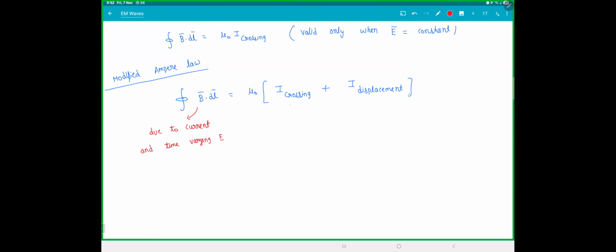So this I crossing is the current crossing, which is there if any current is passing through the loop. And the I displacement, this is also called a pseudo current. It doesn't exist. You cannot measure this with an ammeter or anything. This is just a mathematical correction you created in order to take care of the time varying electric field. Meaning the loop will behave as if there is a current called I displacement flowing in the system, which will give you the answer. So displacement current, you cannot measure. You put an ammeter, it doesn't record anything.